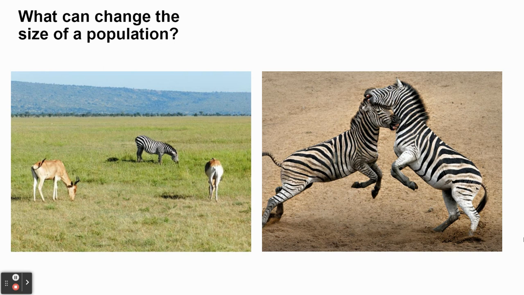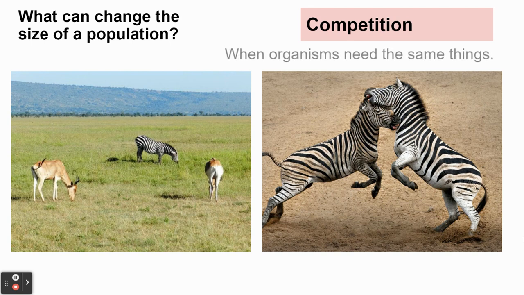How about these pictures? What do these show? Well, these pictures show competition. That's a third way that the size of a population might be affected. Competition is when organisms need the same things. So on the left-hand side, you've got gazelles in competition with zebras for grass. They're competing over the same things. But remember, organisms can also compete within a species. So here we have two zebras which are fighting. Presumably that could be over resources such as food, or it might be over mates.